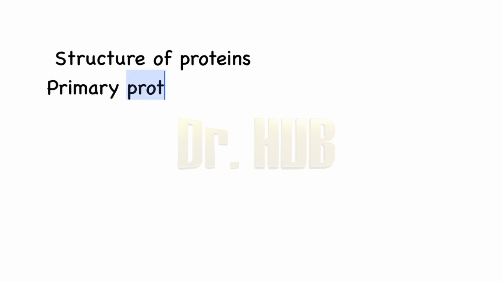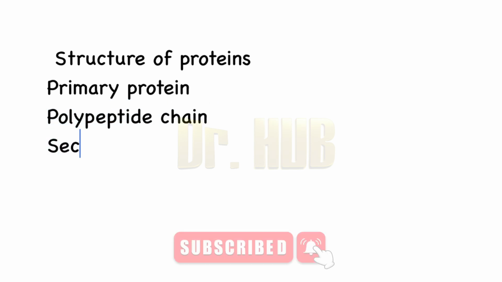Let's look into the structure of the proteins. So this involves the primary protein structure. Primary protein is where there are amino acids, the stabilizing bond, and the polypeptide chain. The stabilizing bond is a peptide bond in the polypeptide chain. Then next is the secondary.